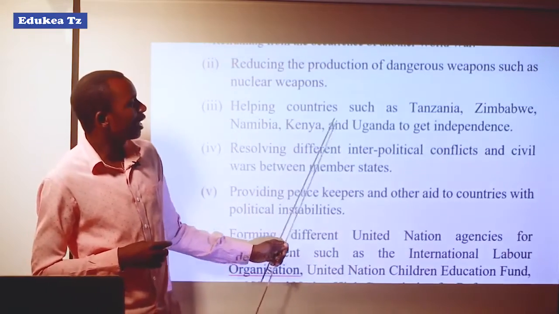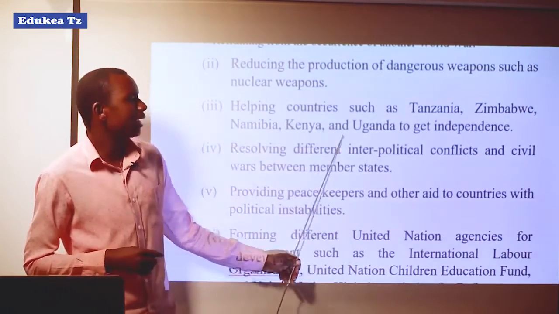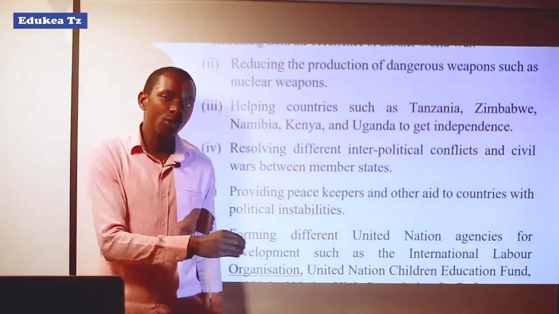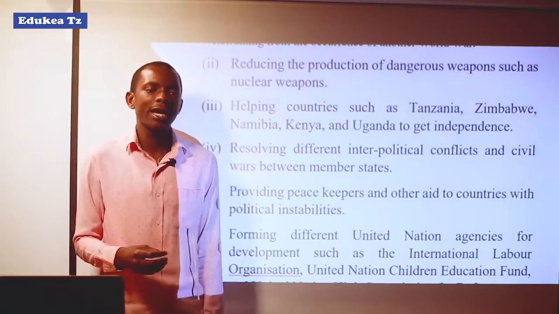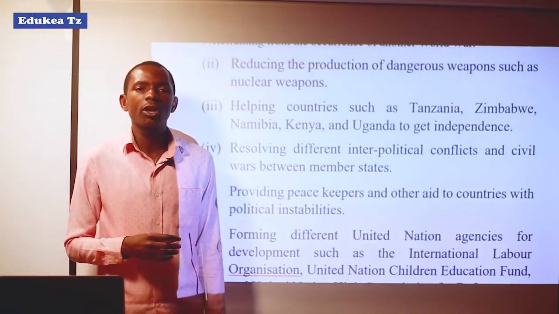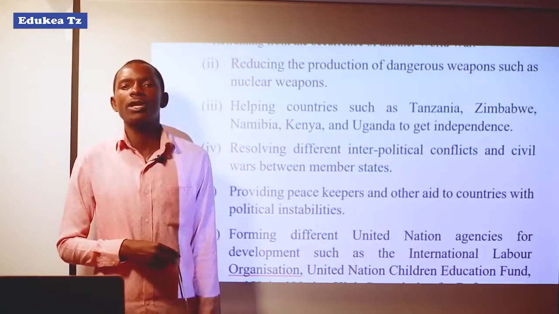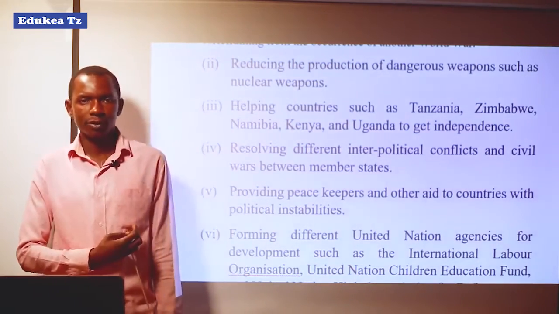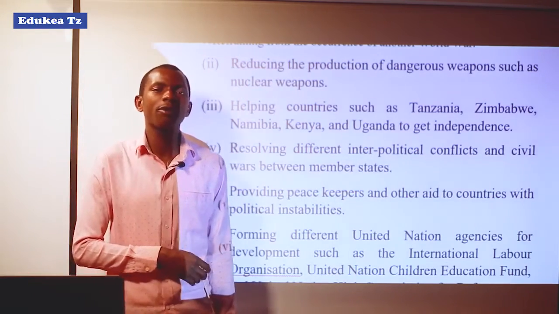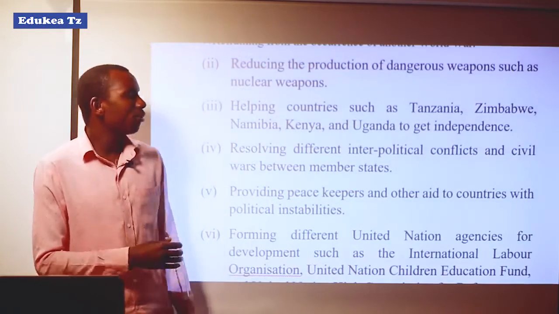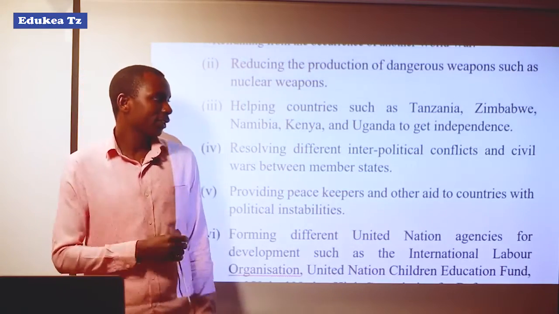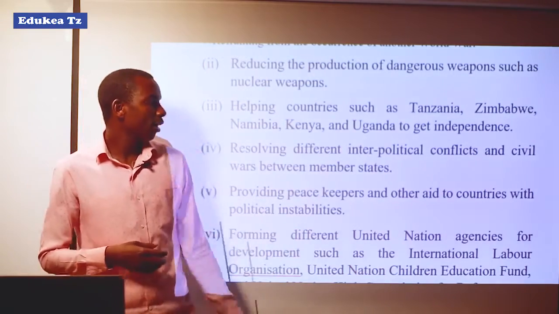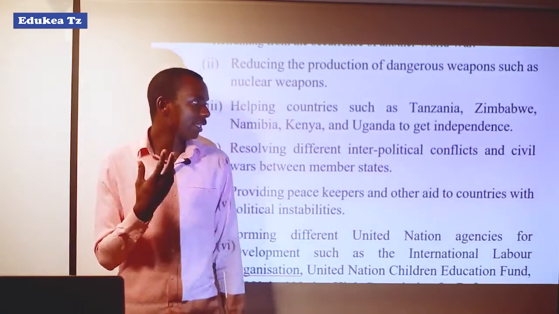That is one among their achievements. Also, helping countries such as Tanzania, Zimbabwe, Namibia, Kenya, and Uganda to get independence. That was an aim. They also succeeded in making sure that all nations colonized by colonizers attained their independence. So it is considered one among their achievements. That's why Tanganyika got our independence, and Namibia, Kenya, Uganda, and the other nations.